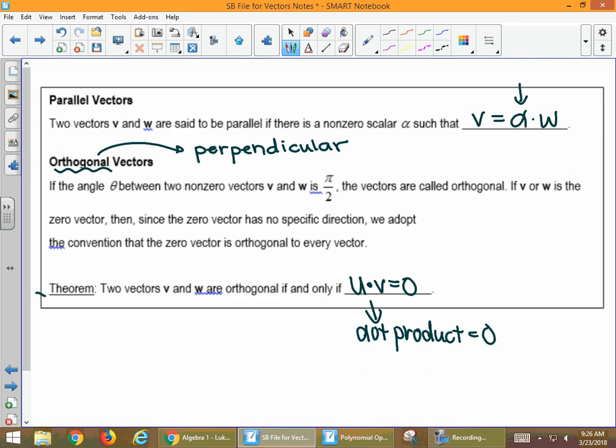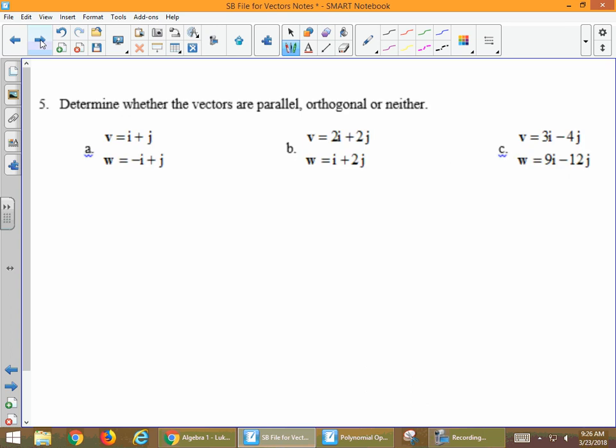So if I'm looking at two vectors and asked to figure out whether they're parallel, perpendicular, or neither, the first thing I do is look for that relationship. Is there a multiplicative relationship between the two vectors? And then if I can't find one, then I look at the dot product. And if the dot product isn't 0, then I say neither. So that's the process that I go through. If you want to find the dot product first, you're more than welcome. That order doesn't matter. So, determine whether these are parallel, orthogonal, or neither.